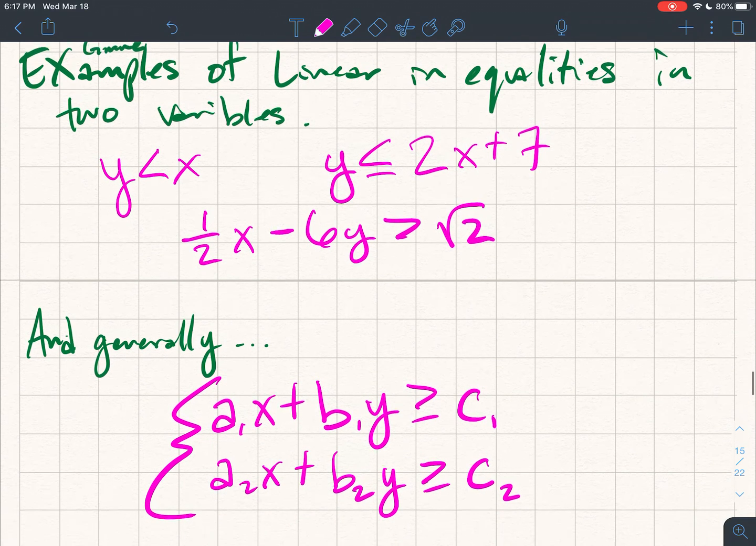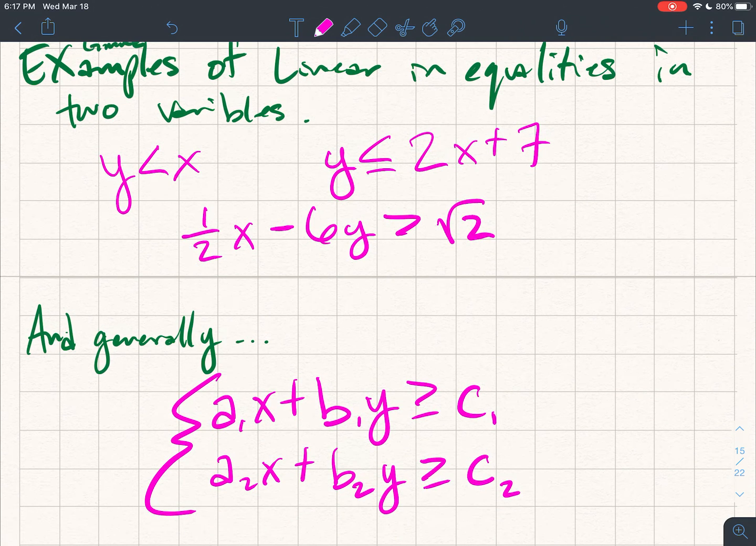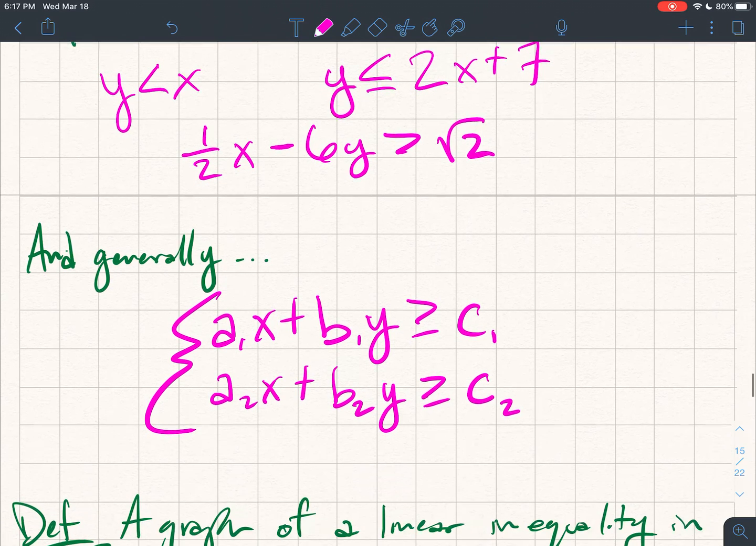And generally, here is a system of linear inequalities in two variables. The coefficient on x, coefficient on y, we generally like to write them in this form when we're dealing with inequalities. A, B, and C are all real numbers.